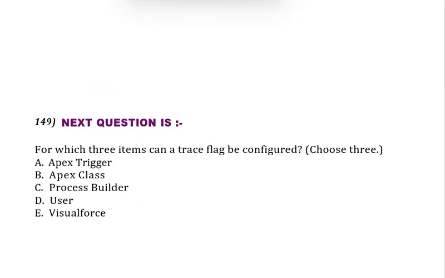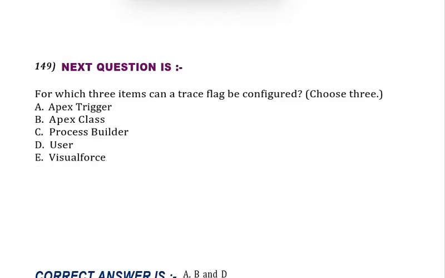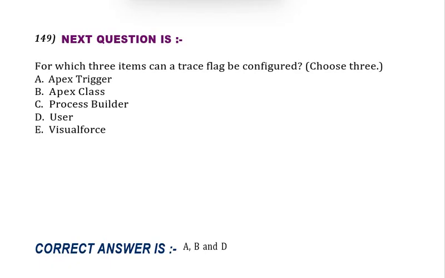Question is, for which three items can a trace flag be configured? Option A, Apex Trigger. Option B, Apex Class. Option C, Process Builder. Option D, User. Option E, Visualforce. Correct answer is option A, B, and option D.